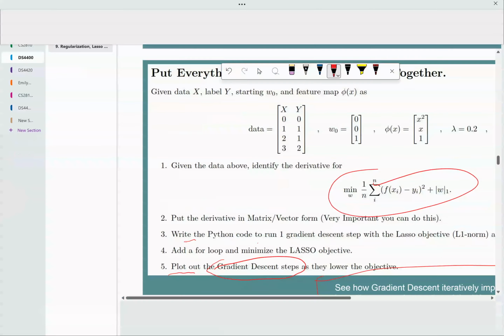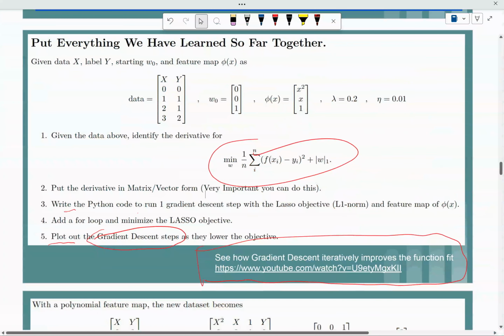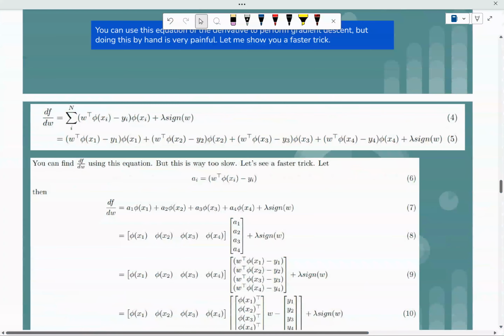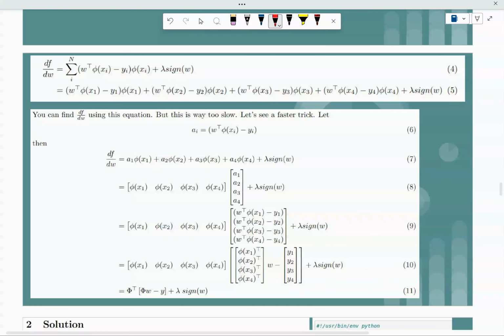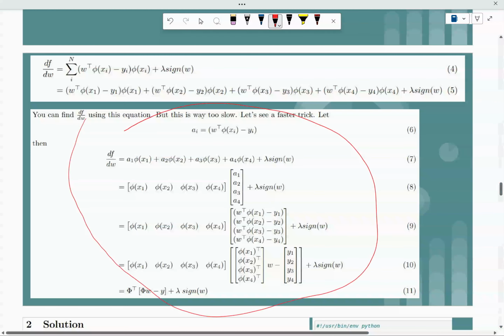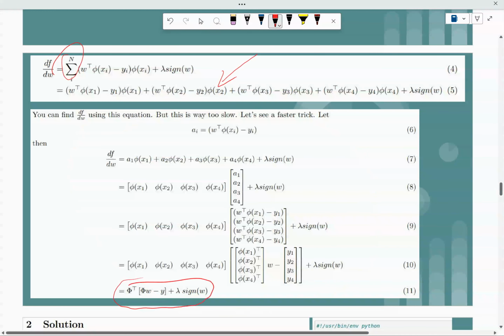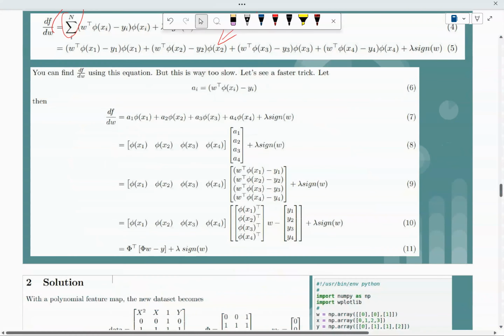As I said, I want you to pause the video and see if you can do this. This basically puts everything we've learned this semester together into a neat package. I have provided the solution here, and you want to make sure you study it. This is the part where you do the conversion from the derivative in summation format into matrix vector format, and you want to make sure you can do this as well.